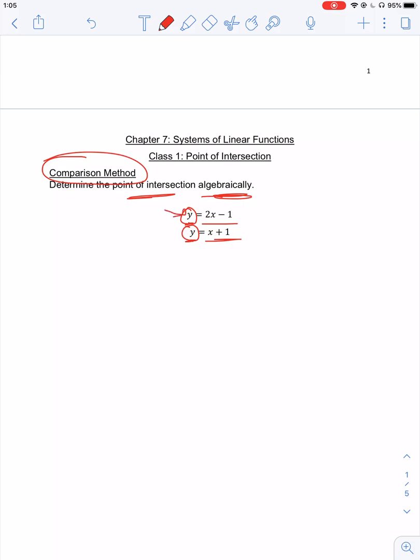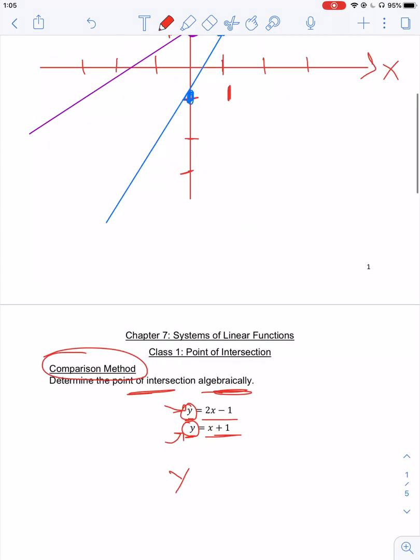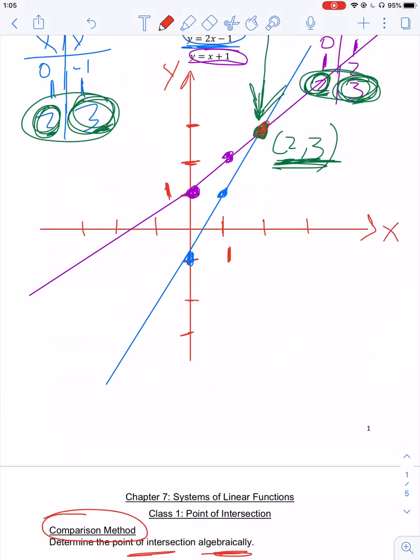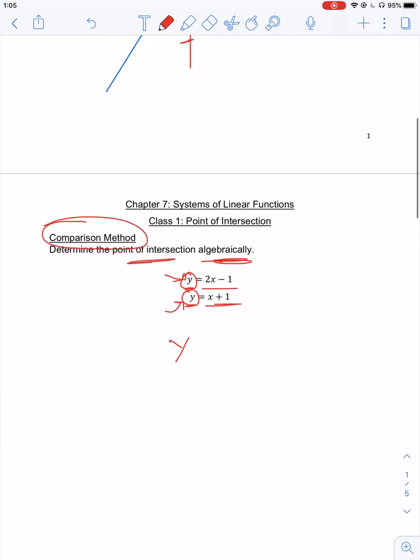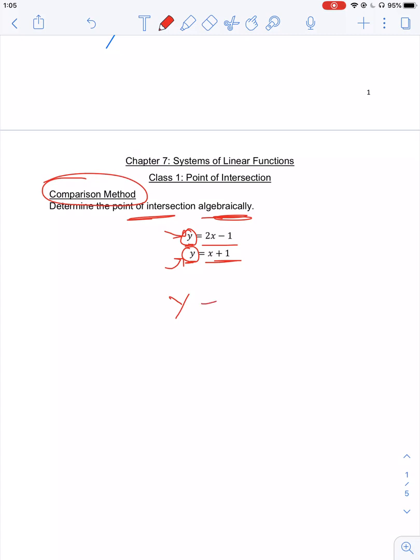This is a y, this is also y. So what you can do is compare your two variables. How do you compare? Remember, the point of intersection is a special point where both your x and y values are equal. So you just have to equate the two variables: y equals y.